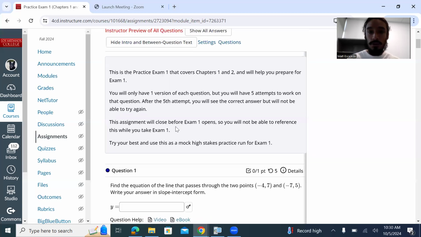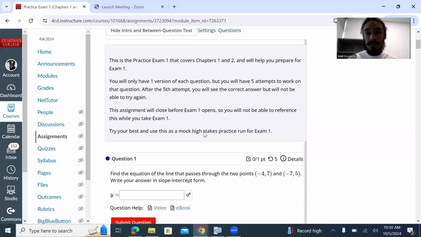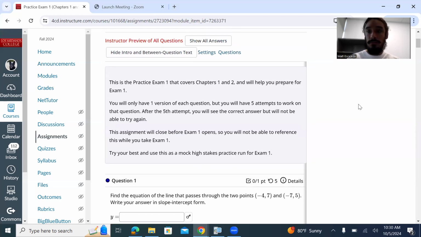This assignment closes before exam 1 opens, so you won't be able to go back and forth and see what that question was. Definitely try your best and take it a little seriously because it's a high stakes practice run for the exam. On the exam, you only get one chance. Here you have 5 attempts, but you still only get one version. So definitely try your best to get prepared for this exam.